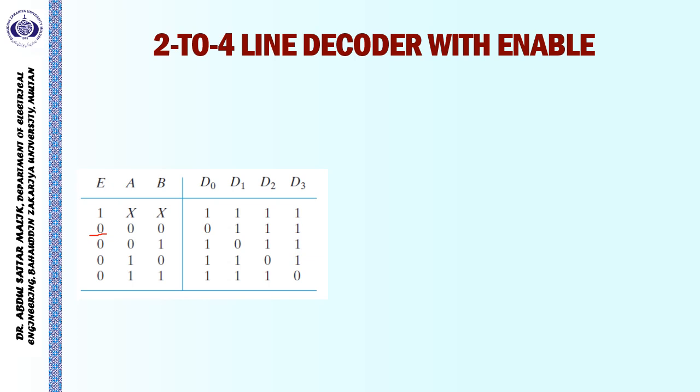When enable is equal to 0 and the input variables A and B are 0, 0, then D0 is 0 and all the three remaining output variables are 1. Similarly, when enable is 0 and the input variables A and B have the combination 0, 1, then the D1 output variable is equal to 0 and the three remaining variables are 1, and so on and so forth.